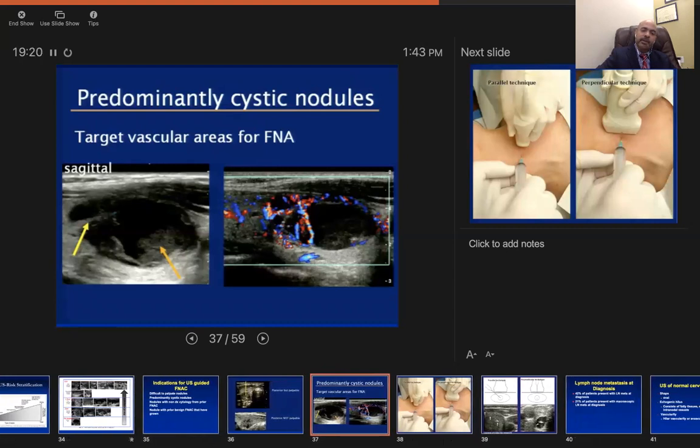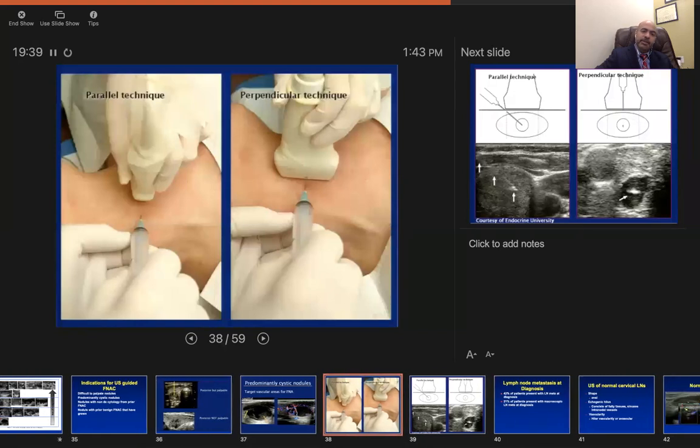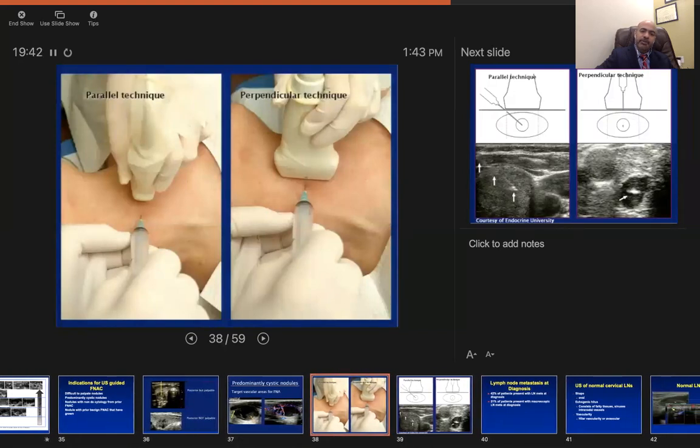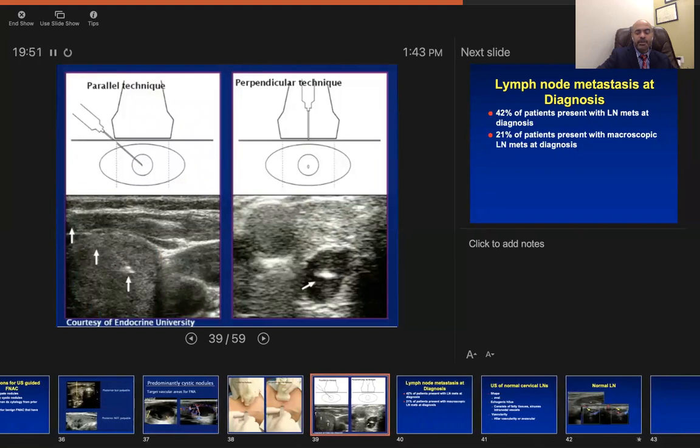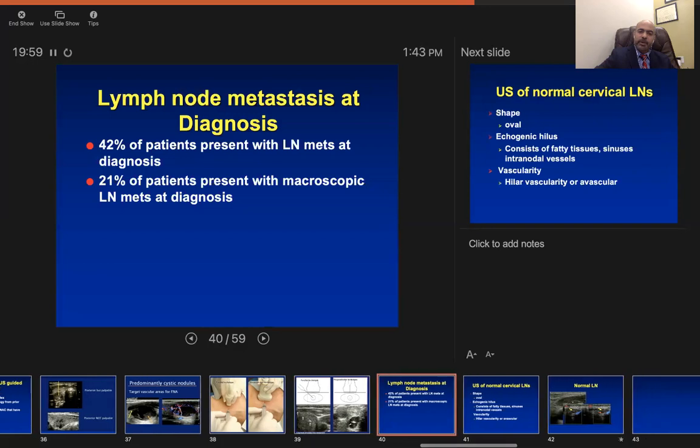Again, this is another example. This is a suspicious appearing cystic solid complex nodule, in a sagittal view. You see where that yellow arrow is, that is the area where you want to go. If you're doing a blind FNA, you would not know where the tip of the needle is and where you need to get. These are basically two techniques, parallel technique versus perpendicular technique. I use both. In the parallel technique, you can see the whole needle across, and in a very small nodule or tricky nodule, I use this one. Otherwise, for bigger nodules, the perpendicular technique works very well.